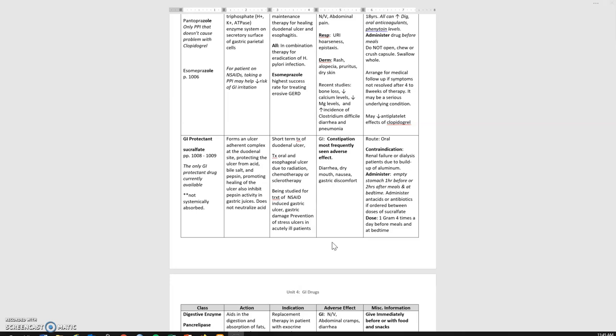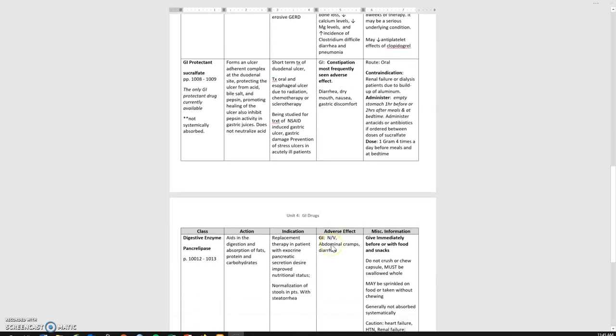You should not use this drug in patients with renal failure or patients who are on dialysis because there is an aluminum base in this drug and it can cause the buildup of aluminum in the system. It is given on an empty stomach 1 hour before or 2 hours after meals and at bedtime. It's typically given 4 times a day, and the dose is typically 1 gram 4 times a day.